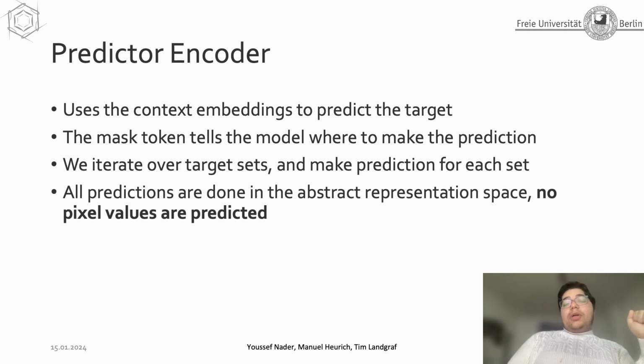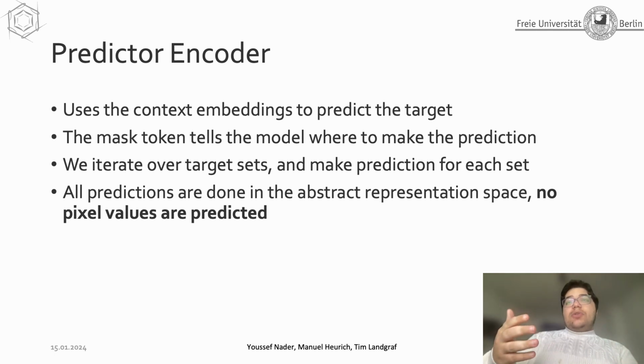For the predictor, we use the context that is coming out of the context encoder. We insert the mask tokens in regions where we want to make a prediction, and they usually contain the positional embedding information as well. And then we iterate over each set of targets. So you can think of the target set as sort of a label that you're trying to predict. And for each target set, we feed this into the predictor. We get some representations out, and we compare them with the target network representations to see how similar they are. And we do this for all of our target sets.